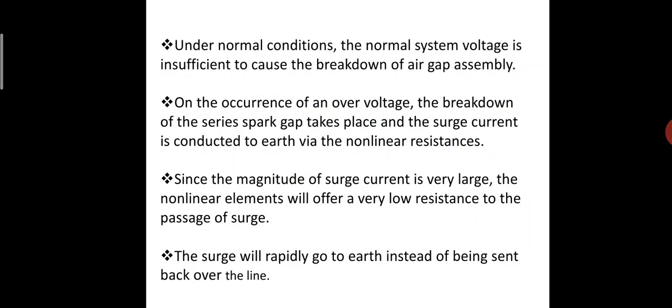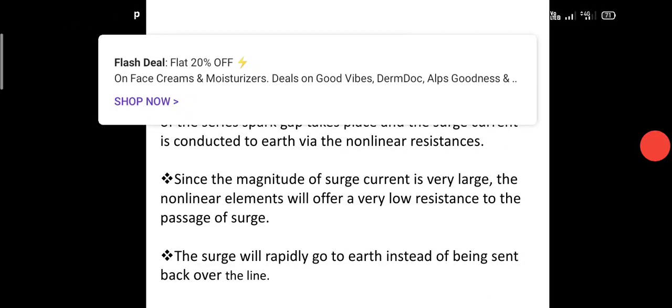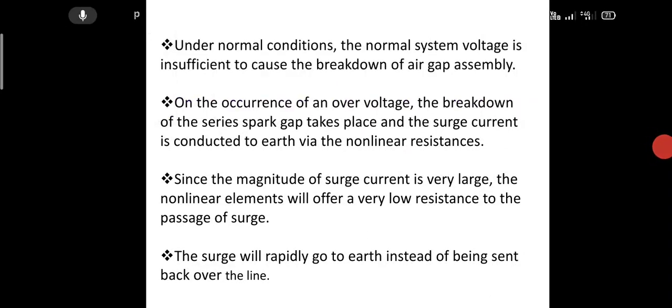Under normal conditions, the normal system voltage is insufficient to cause the breakdown of the air gap assembly. On the occurrence of an overvoltage, the breakdown of the series spark gap takes place and the surge current is conducted to earth via the non-linear resistance.